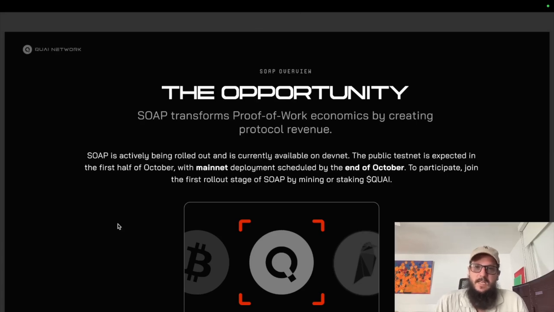So what is the net opportunity here? SOAP really transforms proof of work economics by creating protocol revenue, rather than having the protocol actively build and grow demand just to keep its price constant. This is obviously a huge plus for us.